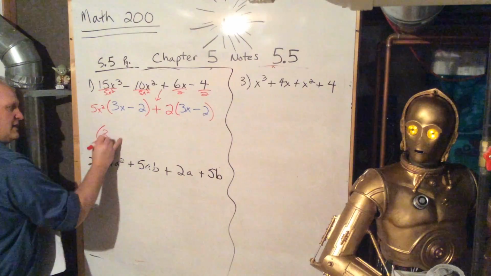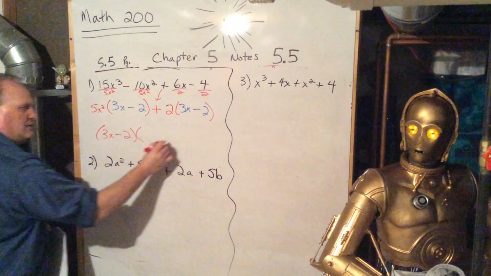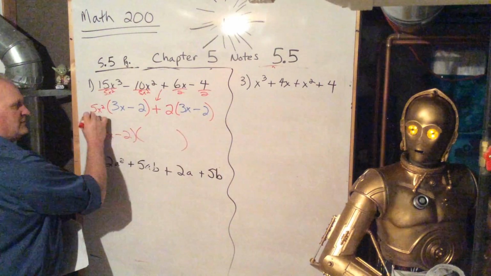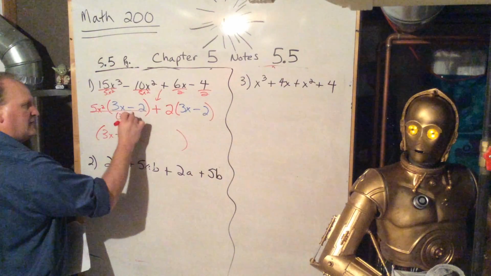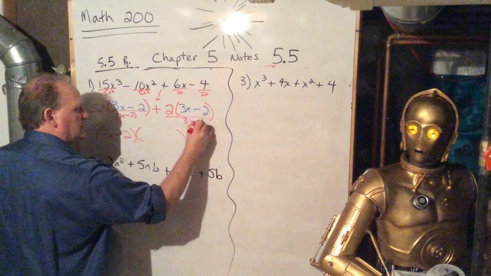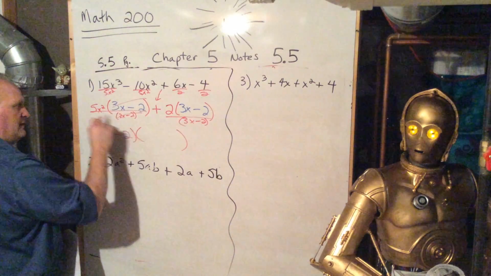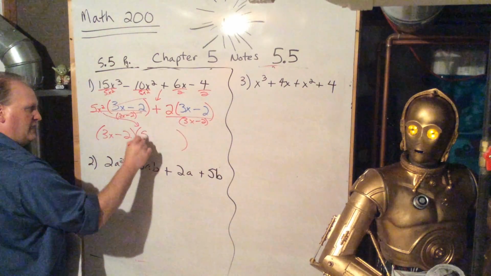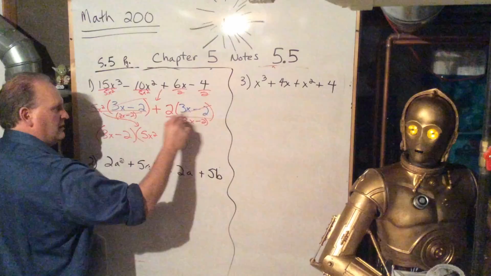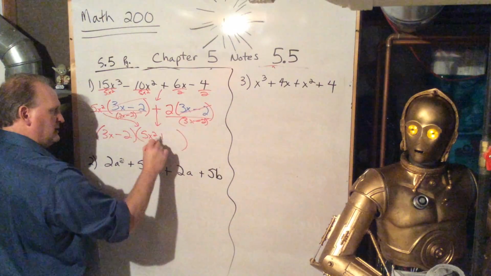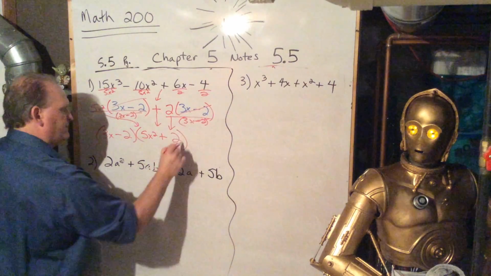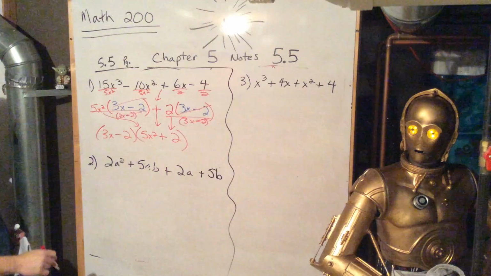So I'm going to pull this 3x minus 2 out. And what's going to be left? Well, I don't know. Let's divide that by 3x minus 2. Let's divide that by 3x minus 2. And so we end up with 5x squared plus 2. And it's factored.